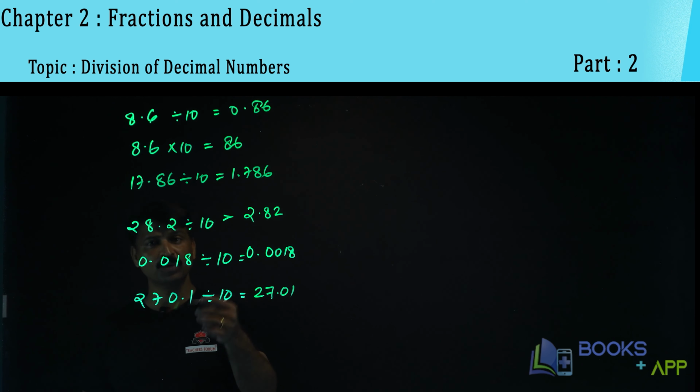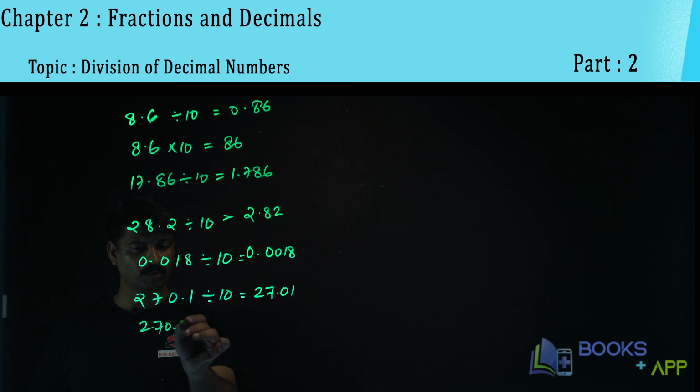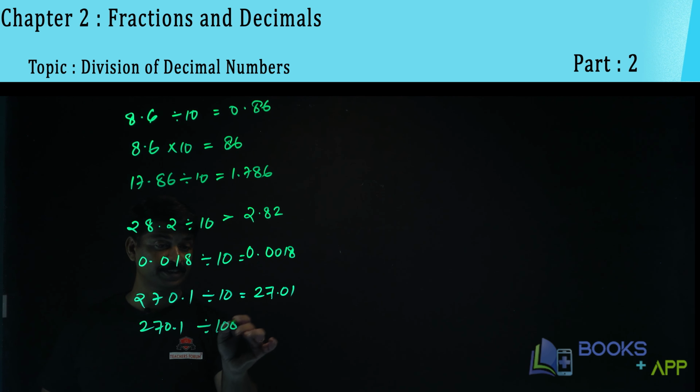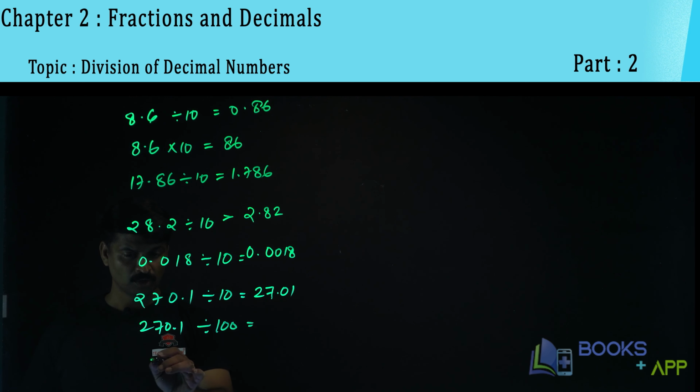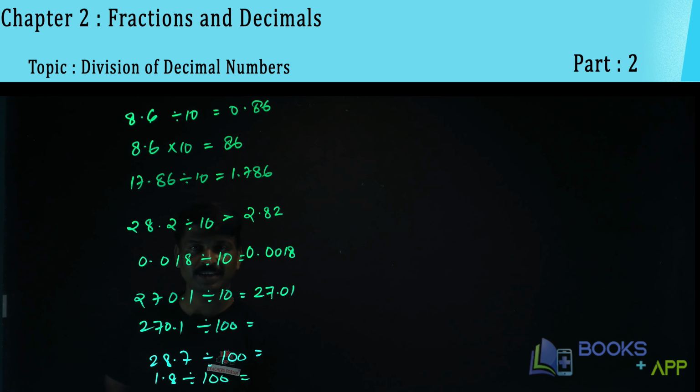Now can you tell me how to divide by 100? The same number, 270.1 divided by 100. What is the answer? Or 28.7 divided by 100. Or 1.8 divided by 100. Can you tell me what is the answer here? When you multiply by 100, 2 points should jump to the right. When you divide by 100, 2 positions, it should jump backward. So the point will come here. So what is the answer?